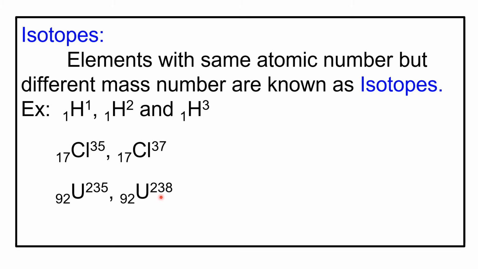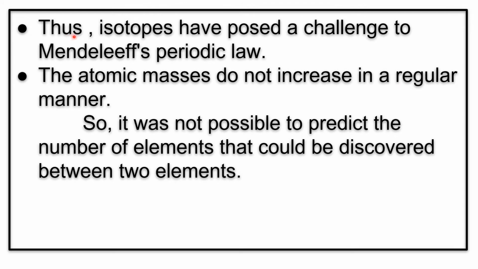It varies from element to element, but in general, isotopes are the elements with the same atomic number but different mass numbers. Thus, isotopes have posed a challenge to Mendeleev's periodic law. By the existence of isotopes, they have posed a challenge to Mendeleev's periodic law.